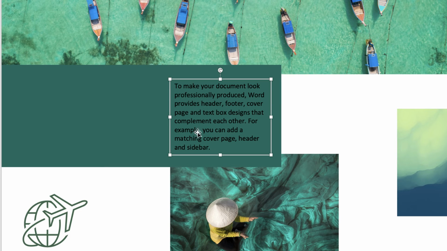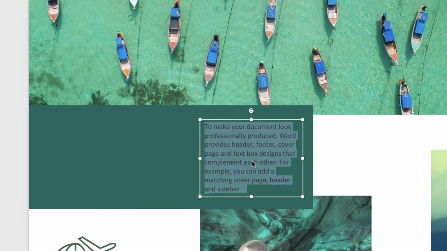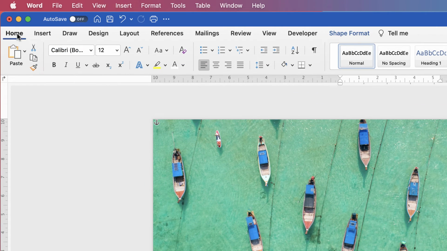Now, I'd like to change this text, so I'm going to double click inside and then press Command or Control A to highlight all of my text, then go up to the Home tab. And then here, obviously, you can change all of your text, the font, the size, the colour, the underline, the bold, the italics, all that sort of thing.